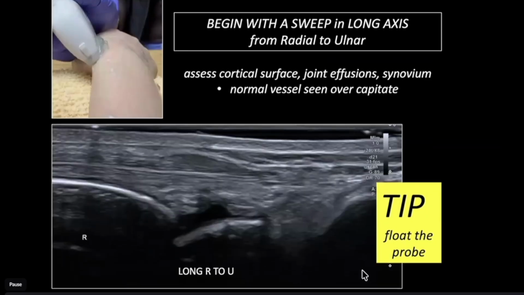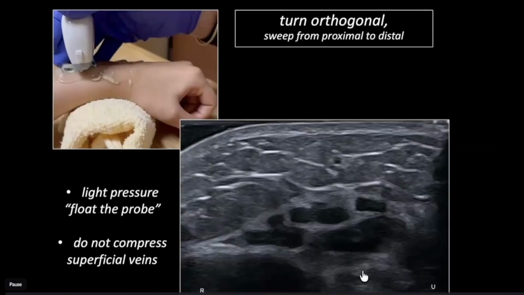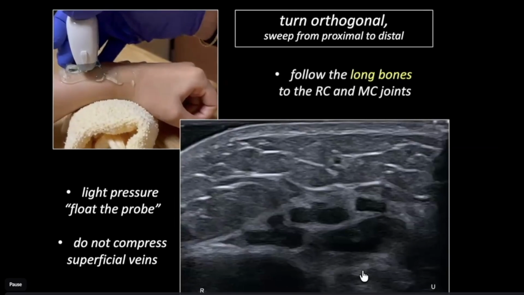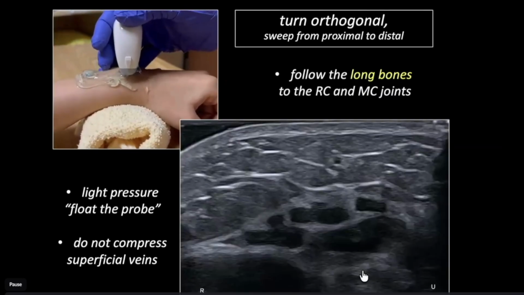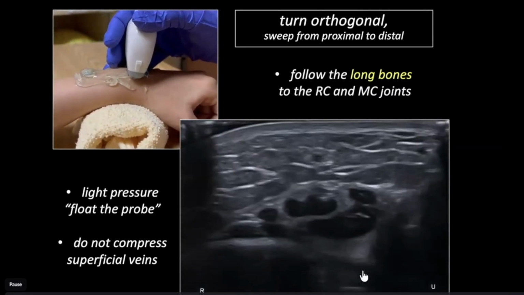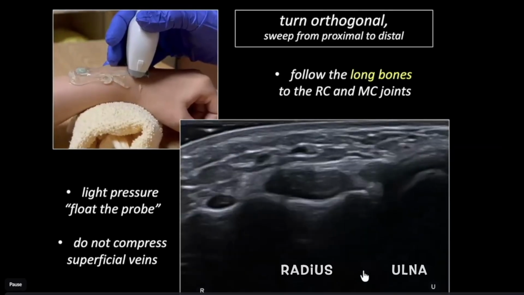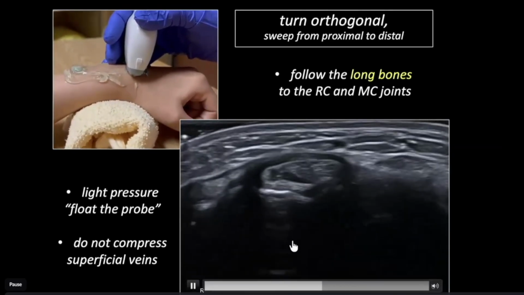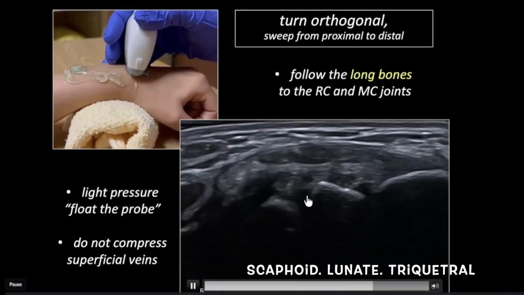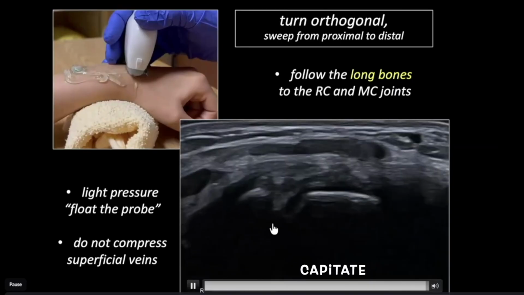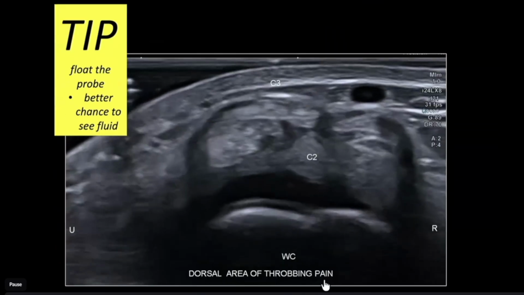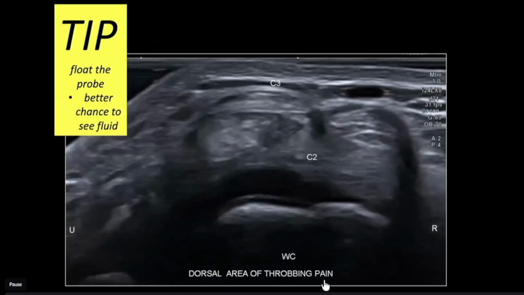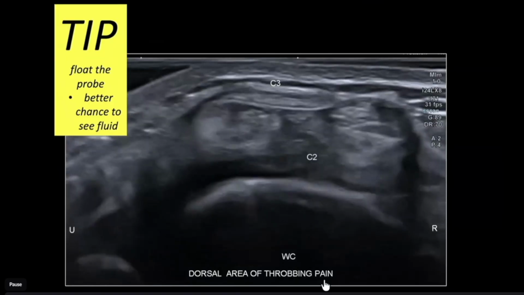and then more ulnar. Then I turn orthogonal and I'd sweep from proximal to distal, again, floating the probe, light pressure. You're going to follow the long bones, your friends, to the radiocarpal and midcarpal joints. You don't want to compress the veins because it's really easy to miss fluid. Coming off of the radius here, this is the proximal row, and then on to the distal row. So float the probe, really easy to miss fluid, a joint effusion, if you're pressing hard.